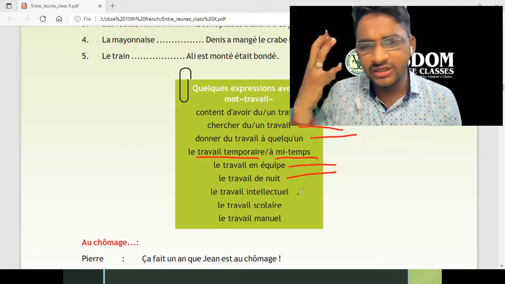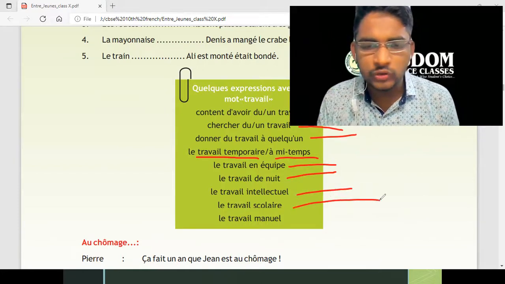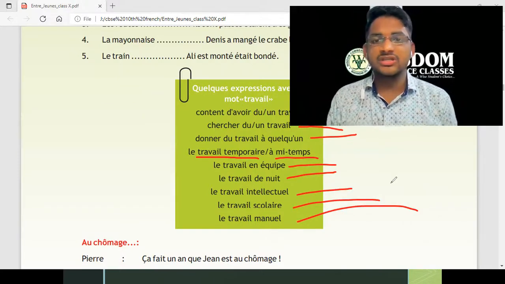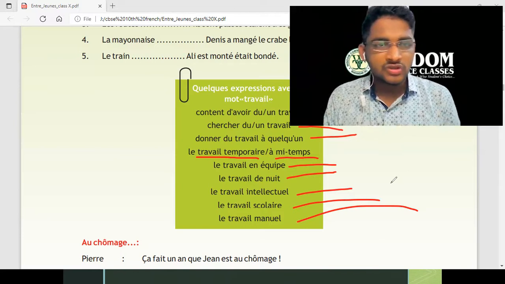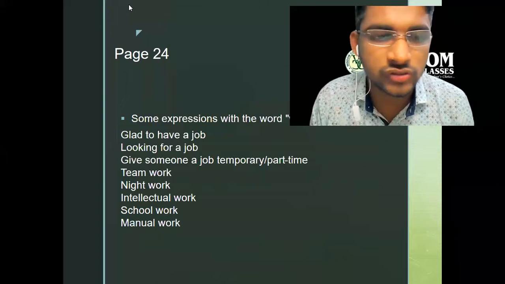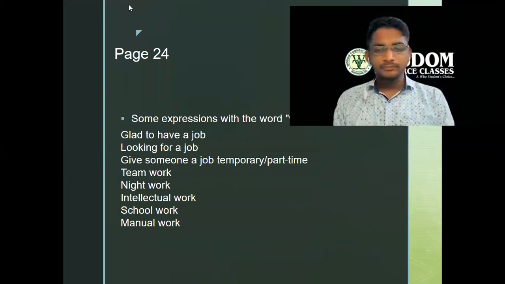Le travail intellectuel is intellectual work. Le travail scolaire is school work. Le travail manuel is some manual work. So the English translation of all of these is here. Let me just check if I have written the English translation of these words also. Okay, yeah, so I have already written the English translation of these words also here.